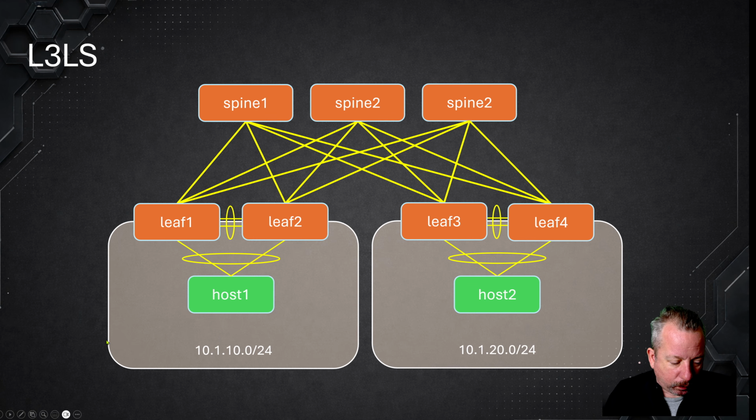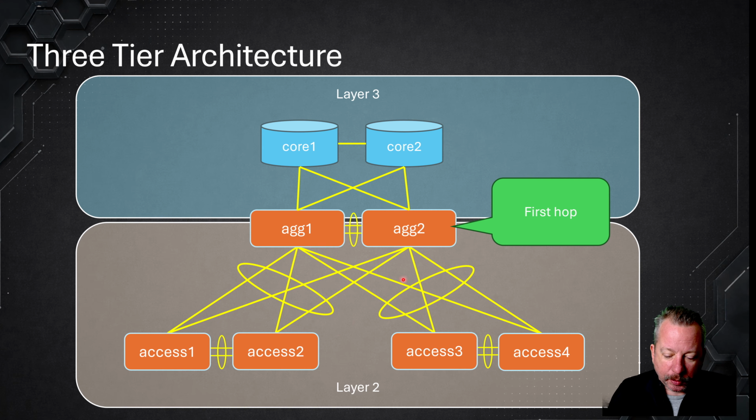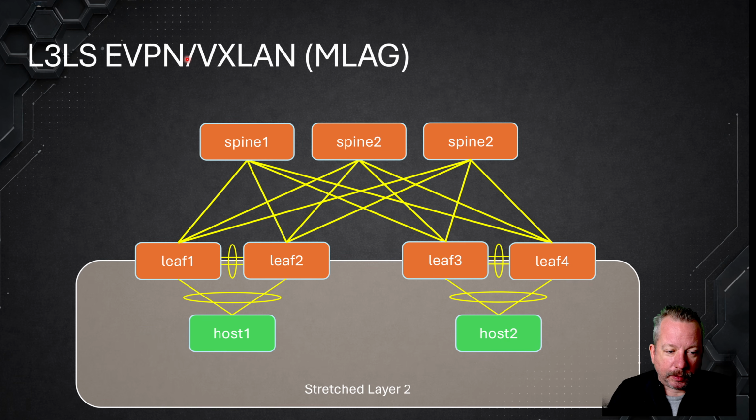The big thing with a layer 3 leaf spine is that every rack, or every leaf or leaf pair, is a separate subnet. That works fine for some workloads, but for most workloads you're going to need workload mobility. We want the same layer 2 network available everywhere. That's what we get in the 3-tier architecture: the core layer, the aggregation layer, and the access layer, with the first hop being the aggregation layer. And then there's layer 3 leaf spine with EVPN and VXLAN, and the MLAG variation, which is when the two leafs are together in an MLAG pair.